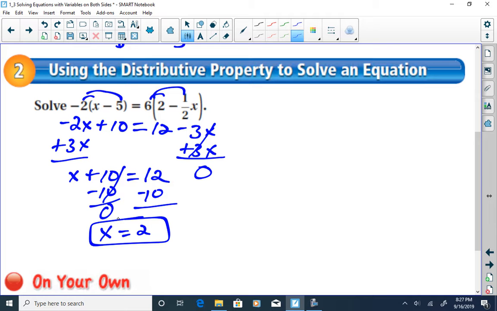Alright, let's check that solution, see if it makes the equation true. 2 minus 5 is going to be negative 3. Negative 2 times negative 3, I get positive 6 on the left side of the equation. Let's see if we get positive 6 over here.